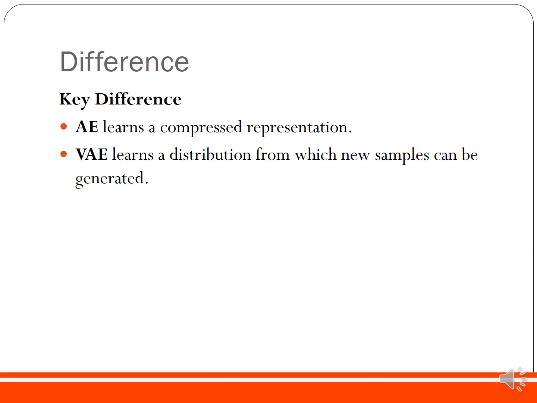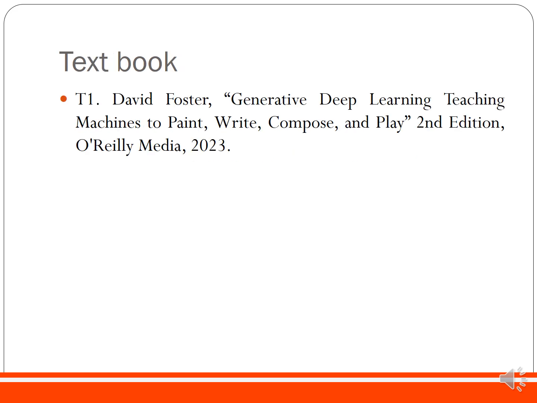The main difference is very simple. An autoencoder learns a compressed representation of existing data. A VAE learns a probability distribution from which completely new data can be generated. This makes VAEs one of the fundamental models used in modern generative AI.